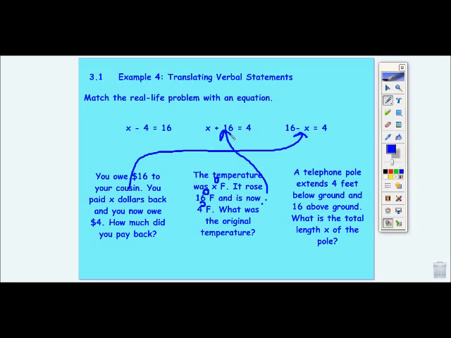So hopefully this last one, a telephone pole extends 4 feet below ground and 16 above ground. What is the total? So we would have the total length below the ground, and then we would have that was 16 above ground. And that is the last example for lesson 1.